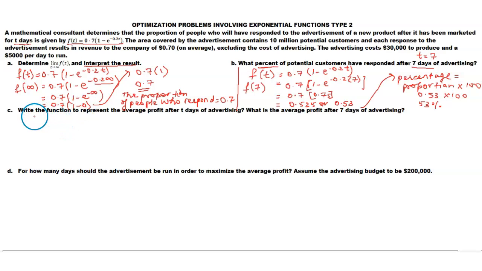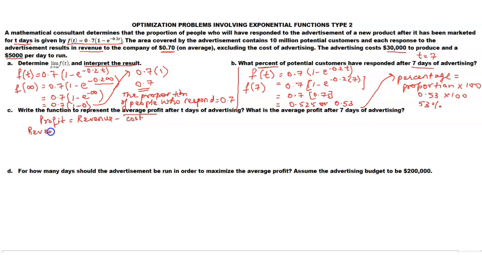Next part of the question is, write the function to represent the average profit after T days of advertising. Now we need to find out profit. We are given proportion of people who are going to respond to the advertisement. We're not given a profit equation. So our goal is to get the profit equation. And for that, always remember your profit comes from your revenue and the cost. Do we know our revenue? Yes, we know the revenue is 70 cents, but this is the revenue per customer. And the costs are given to us as $30,000 plus $5,000 per day. So always remember your profit comes from revenue and cost.